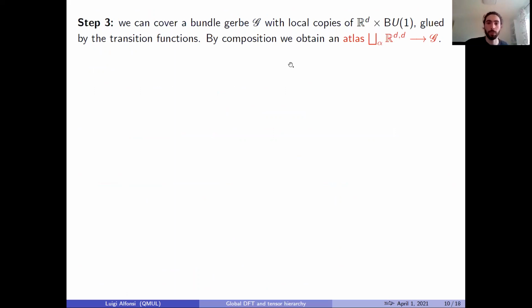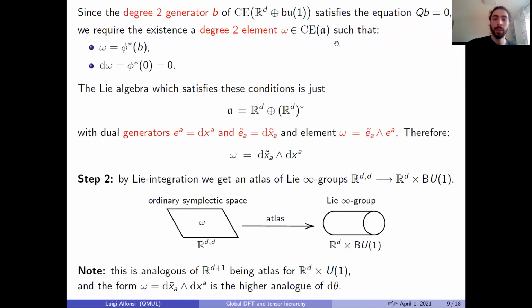Now the last step would be to glue this atlas together to obtain an atlas for the bundle gerbe. So we know that a bundle gerbe is locally given by this object here and patched together with morphisms and with higher morphisms. So if we compose everything together, we obtain an atlas for the bundle gerbe, which is locally made up of these 2D dimensional charts.